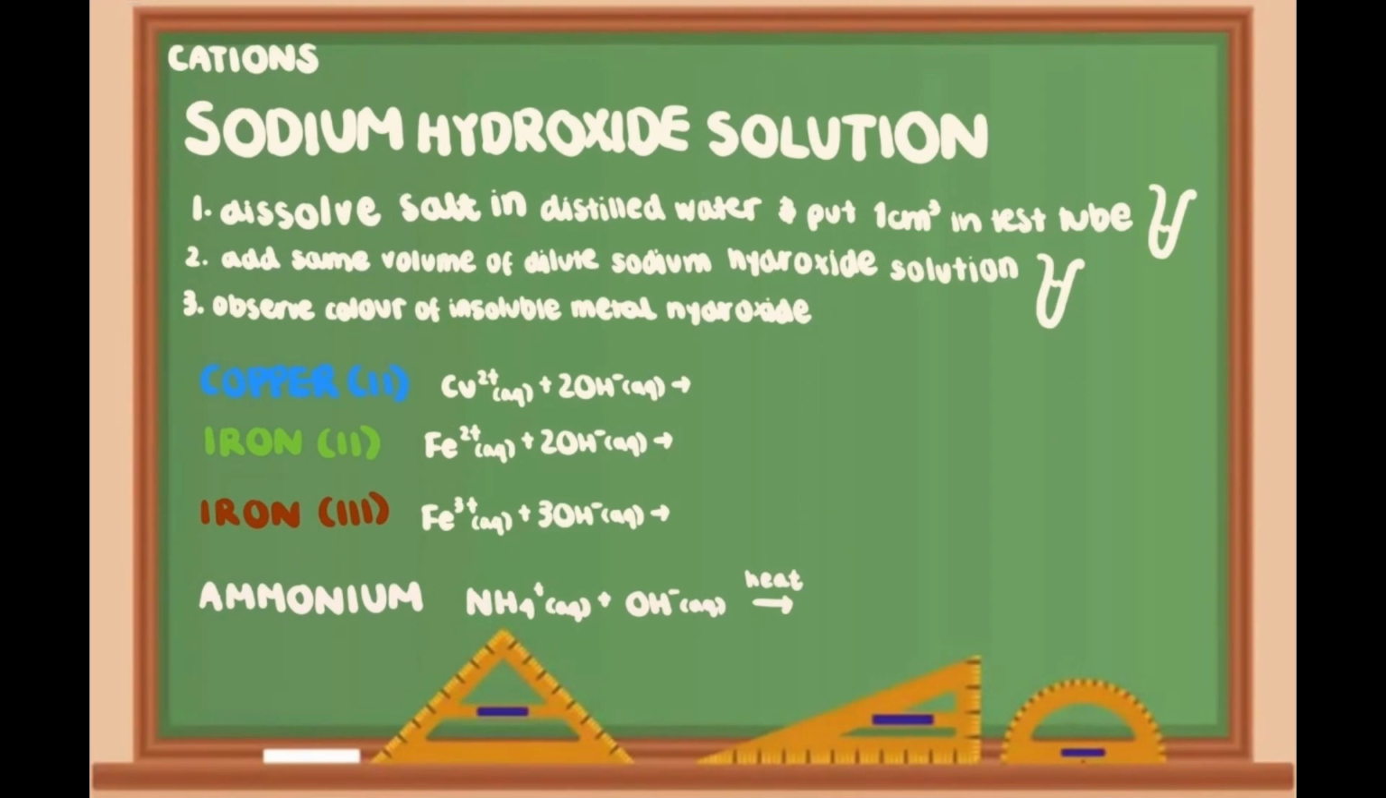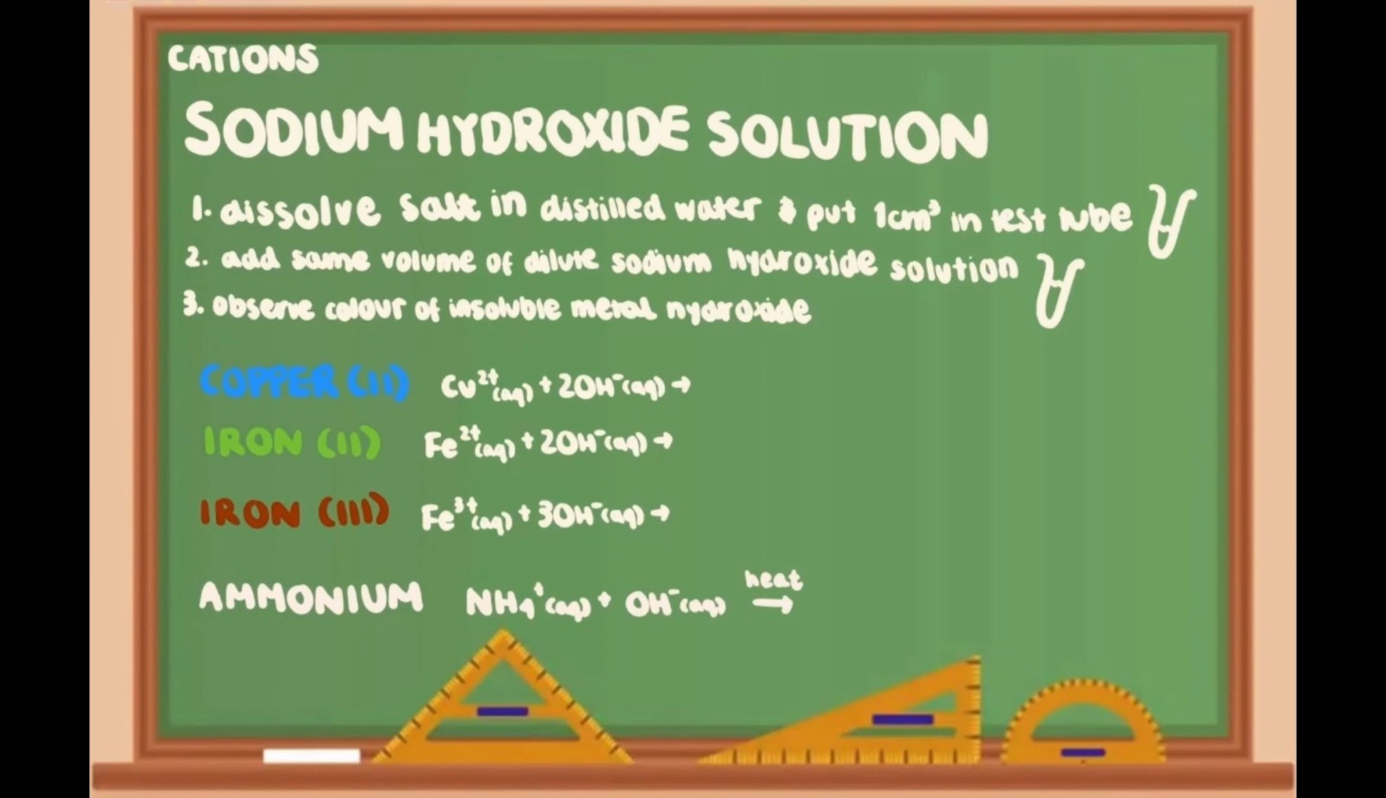As I was saying, there is another way that we can test for the presence of some cations. This is through using a sodium hydroxide solution. What we're going to do is make a solution of the salt by dissolving it in distilled water. We're going to put about 1 centimeter cube in a test tube, and add about the same volume of dilute sodium hydroxide solution.